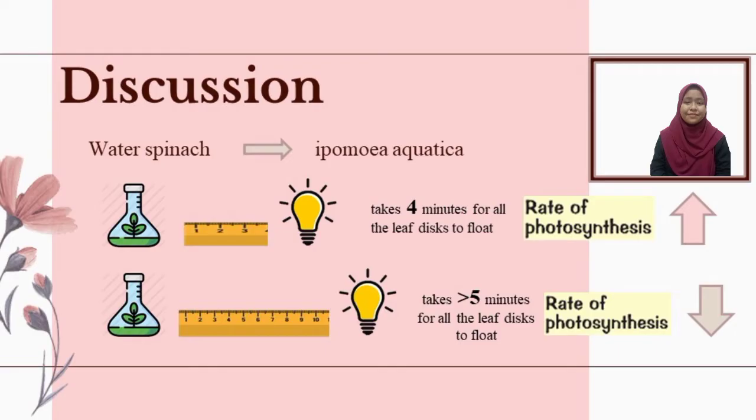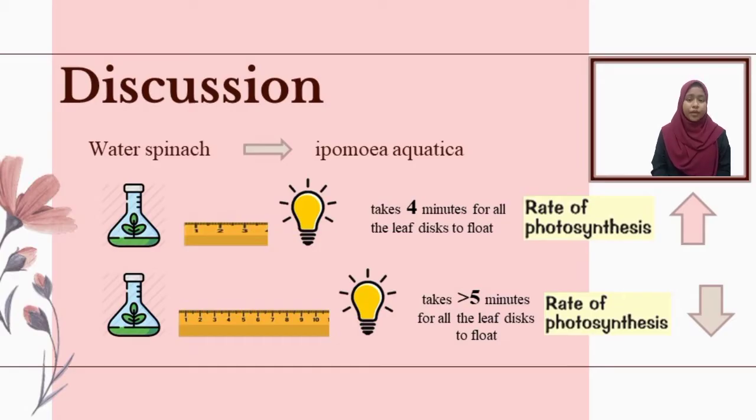The scientific name of the plant that I used in this experiment is Ipomoea aquatica, commonly called water spinach. In the leaf disc assay, all the components necessary for photosynthesis are present. The light source provides light energy, the solution provides water, and the sodium bicarbonate provides dissolved carbon dioxide.